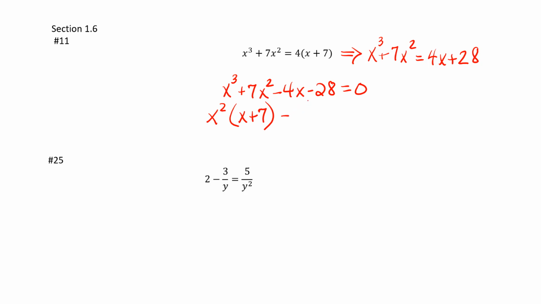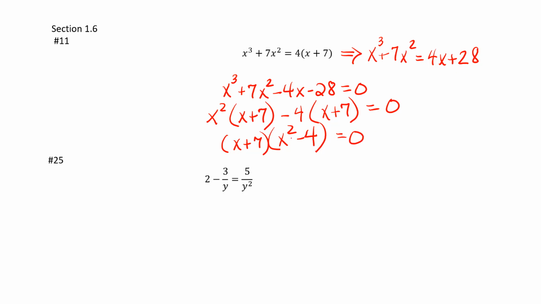Then we can factor out a 4 or a negative 4 on the last two terms. We factor out the negative 4, we'll be left with (x plus 7). So now we can factor the left side because both terms have a factor of x plus 7. So if we factor out the x plus 7, we're going to be left with x squared minus 4.